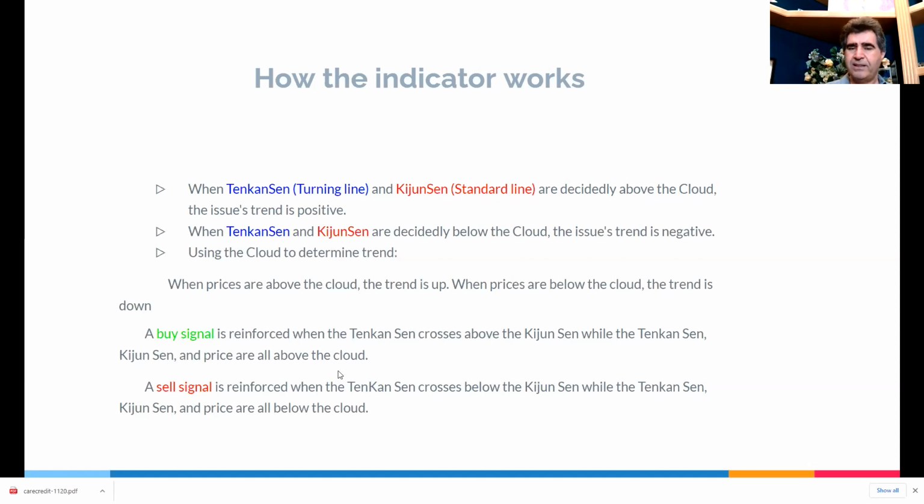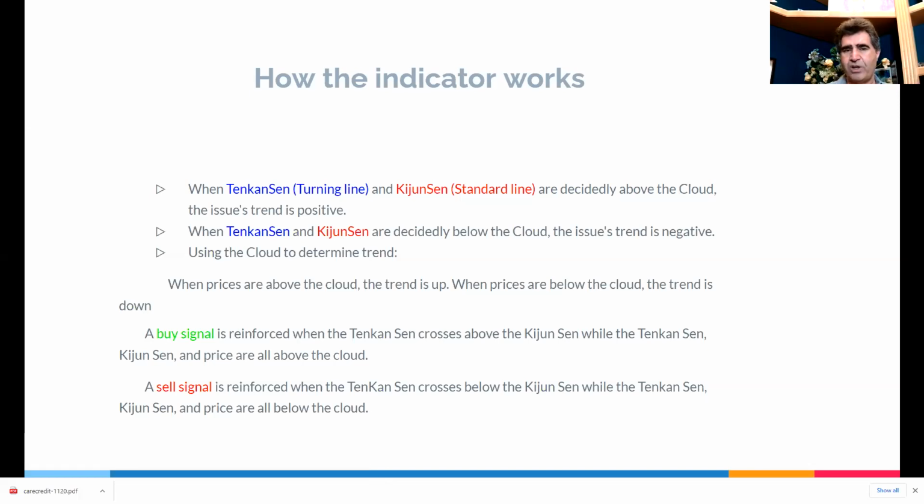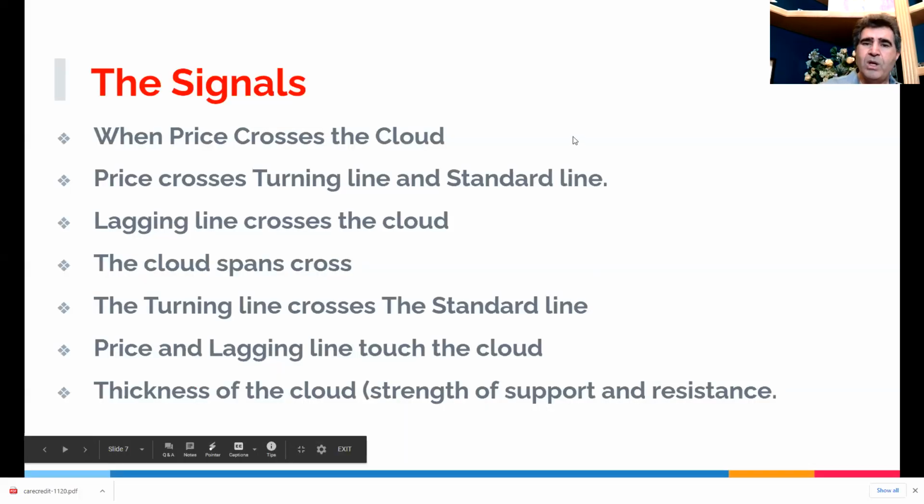So the buy signal is reinforced when the faster line, almost like a moving average crossover, crosses above, and all the prices are above the cloud and above the trend line. That gives us a bullish indication that this could be a purchasing place, or if you are in the position, we will continue with it. A sell signal is the opposite. If you're under the cloud and the fast or turning line is crossing the standard line, then that gives us a negative indication.